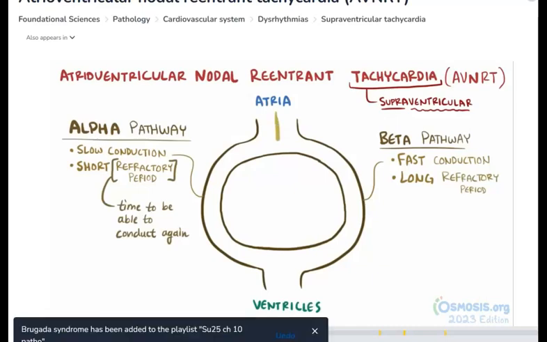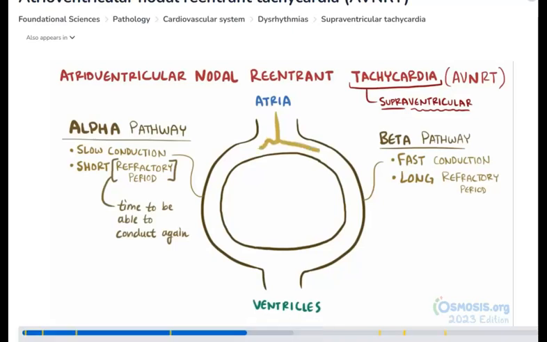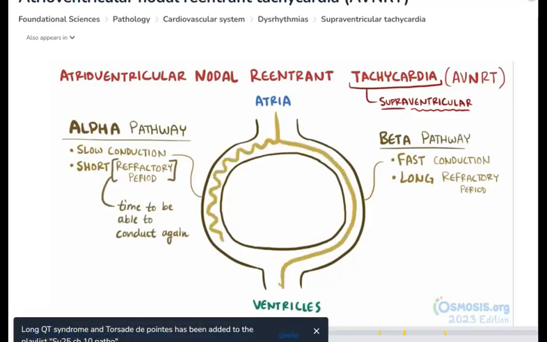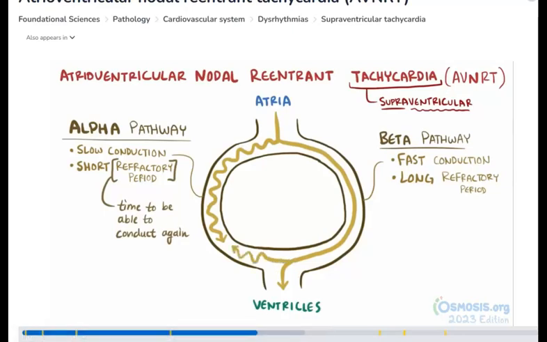So now let's say a signal comes down from the SA node in the right atrium. The signal goes down the fast pathway and reaches the other end before the slow pathway, and then splits to travel down to the ventricles, as well as up the alpha pathway, where it meets the slow signal and they both cancel each other out. At this point, both go into their refractory period.